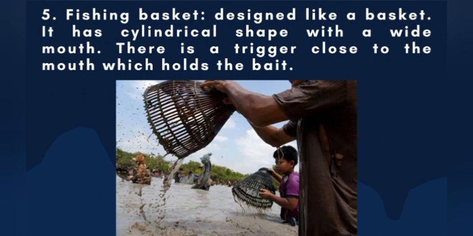Then we have the fishing basket. The fishing basket is designed like a basket. It has a cylindrical shape with a wide mouth. There is a trigger close to the mouth which holds the bait. The bait attracts the fish, and when it enters the basket, the trigger pulls down and the basket closes. Okay, we have a sample. The fishing basket is there in the note of this discussion.